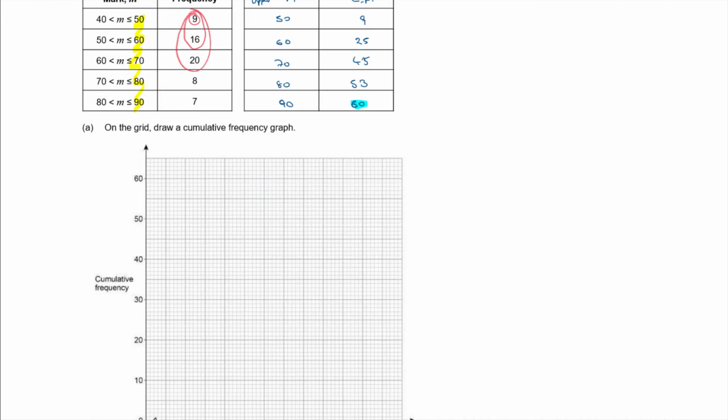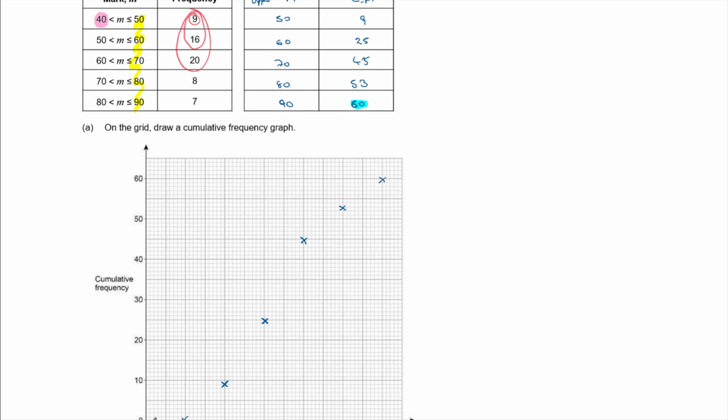Now my first point to plot is 50 against 9, but I can actually plot a bonus point at the lower class bound of my first group there. So I am going to plot an extra point at 40, 0 here, because there was nothing less than 40, because it's the lower bound of the lowest group. And then after that I can plot 50 at 9, which is there, and then 60 at 25, and then 70 at 45, 80 goes with 53, and 90 goes with 60.